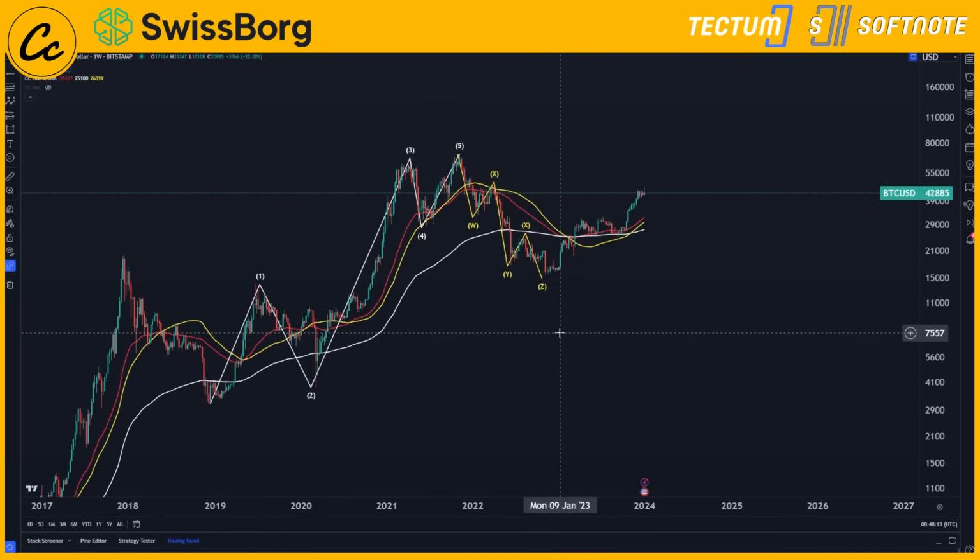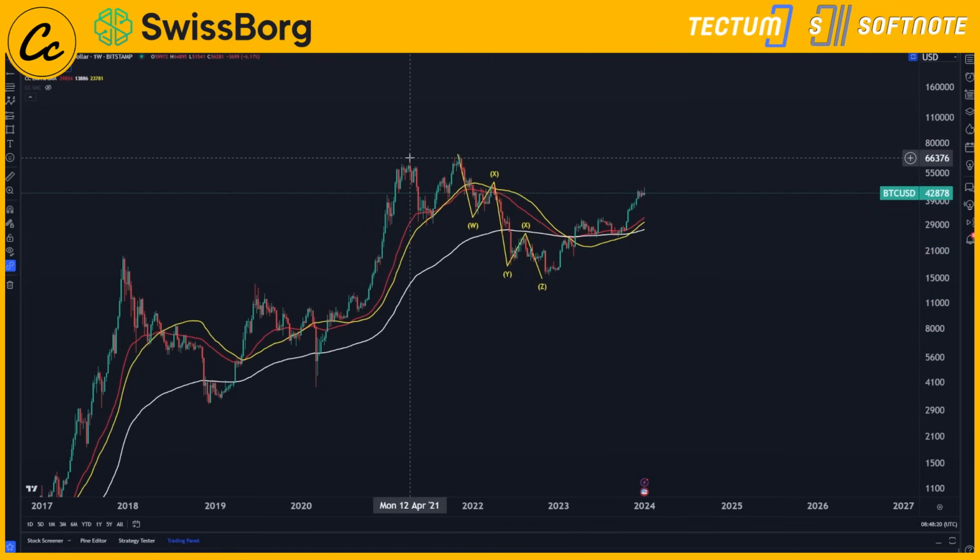And so I bring this up today because it is possible that this 5-wave pattern that I was tracking in 2021 is incorrect, right?